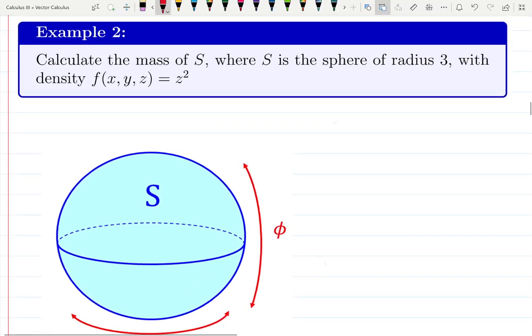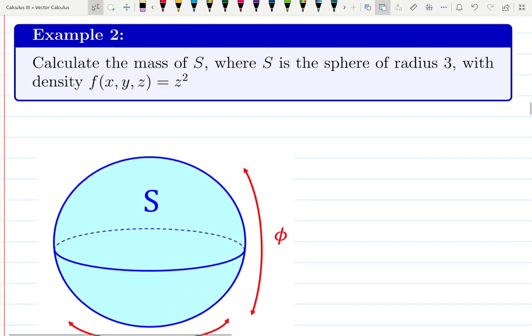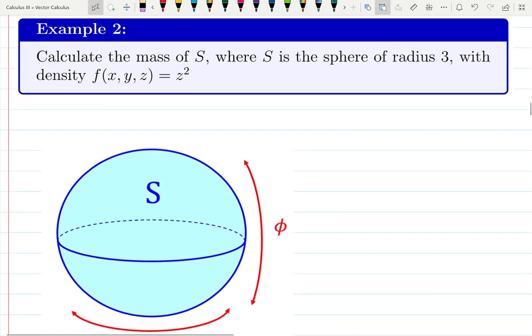So let's calculate the mass of S, where S is a sphere, radius 3 with the given density. Very nice applicable example. You have a ball in your hands, and you know the density of that ball, and you know how big it is. You measure the circumference, for example, figure out the diameter. From the diameter, you figure out the radius. And the density can be measured as a function z squared.